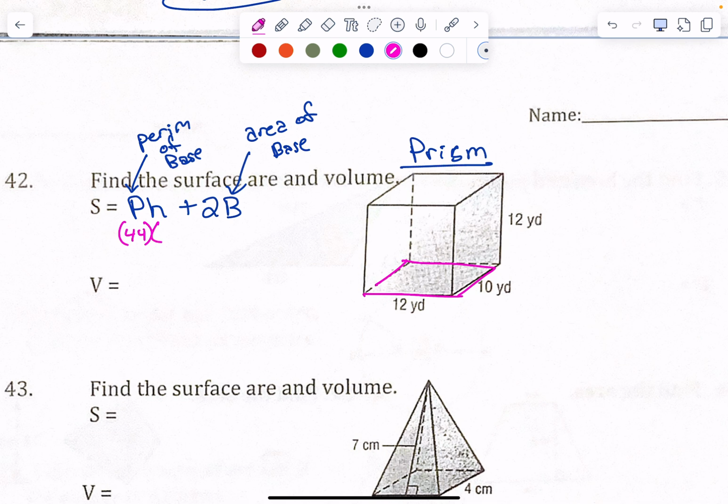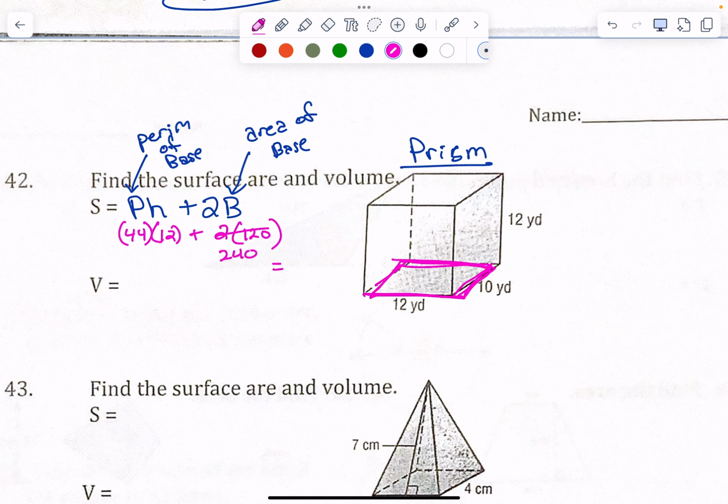Most truthful. Okay, times the height, which is 12, plus 2 capital B. How do I find capital B? Area of the base, which is 12 by 10, which is 120. I can do some of this in my head. I know that 2 times 120 is 240. I don't know what that other one is.